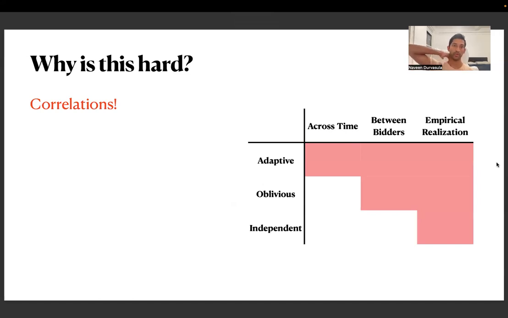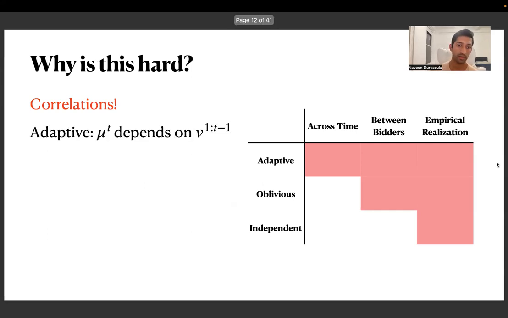So before we go further, it's worth asking, why is this intuitively hard? And the answer is correlations. It's notoriously difficult to compute optimal auctions, even when the distributions are known, when there are correlations. And in our setting, there are correlations everywhere. In our most difficult setting, an unrestricted setting, we consider an adaptive adversary who's able to make arbitrary correlations both across time and between bidders.